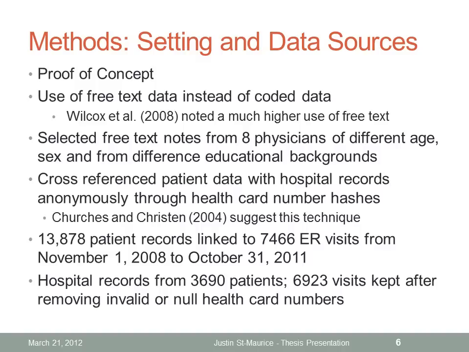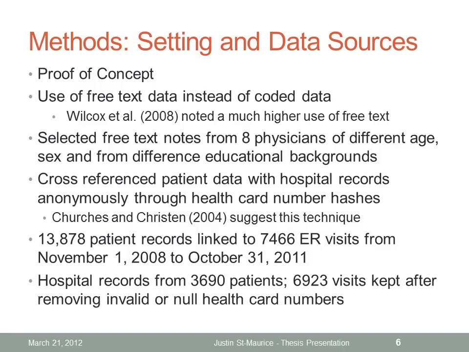The data from the primary care free text was cross-referenced with hospital records anonymously by using health card number hashes. At the end of the day, there were 13,878 patient records that were linked to 7,466 emergency room visits, and those emergency room visits were taken over a 3-year period.